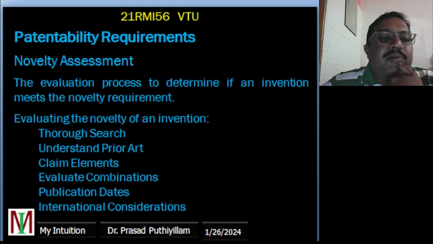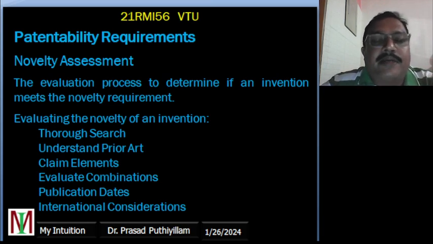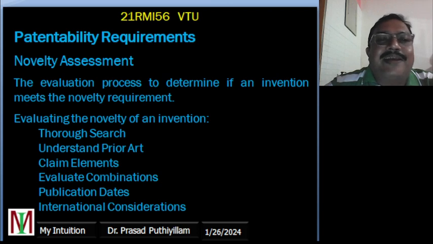Publication dates: the date on which we applied for the patent, or the publication. Whether it has been described, disclosed, or any other public act done with the invention before the filing date, that needs to be checked. Then international considerations.